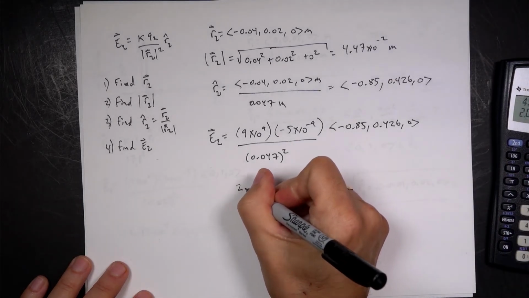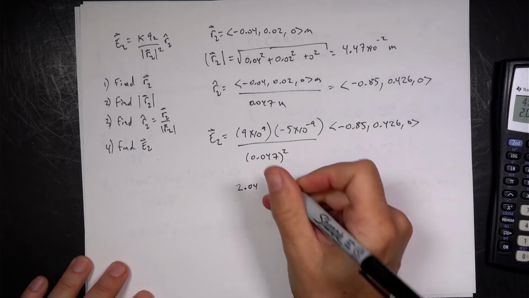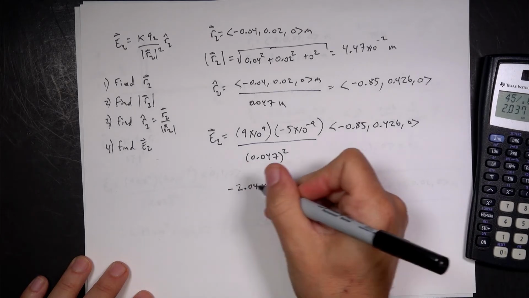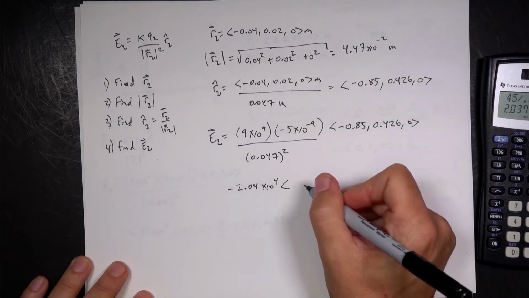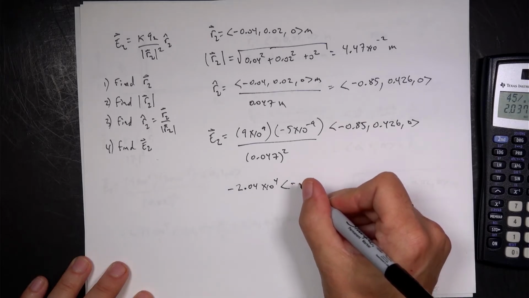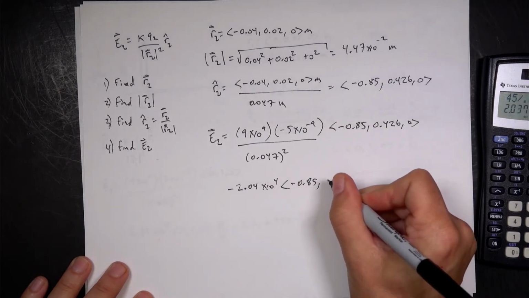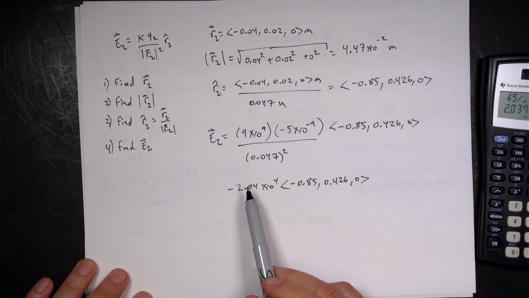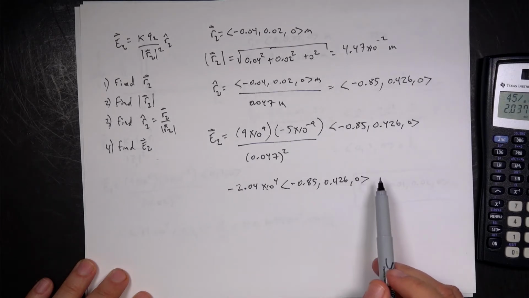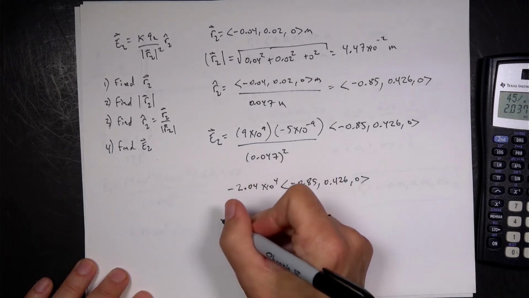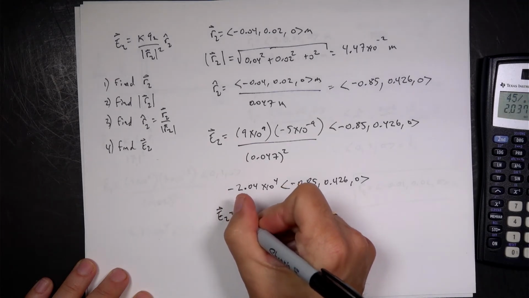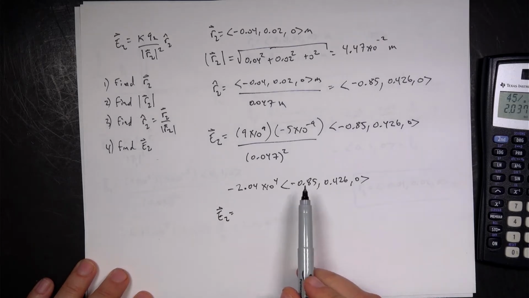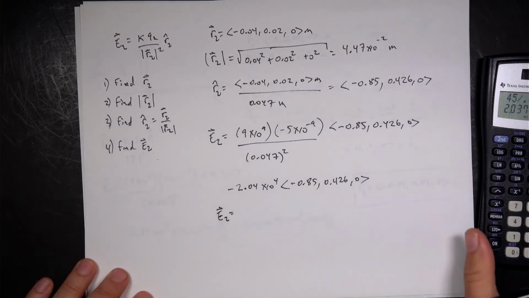So I have 2.04 times 10 to the 4th. And that's negative. And then I have multiplied by this: negative 0.85, 0.426, 0. Now I can multiply this scalar value by these to get a single vector. So I get E2 equals, so here I have a negative times a negative, so that's going to give a positive, which if we think about it, it's correct, right? I'll go back to the picture, but that should be positive.